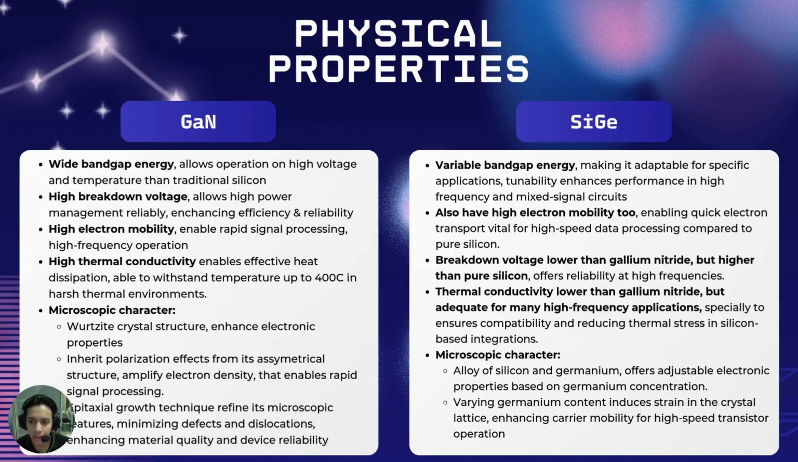strain engineering. Varying germanium content induces strain in the crystal lattice, enhancing carrier mobility, crucial for high-speed transistor operation in 5G circuits. This enhancement accelerates electron transport, facilitating rapid data processing, vital for efficient 5G communication.